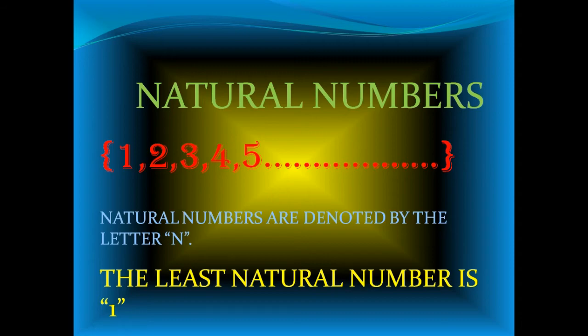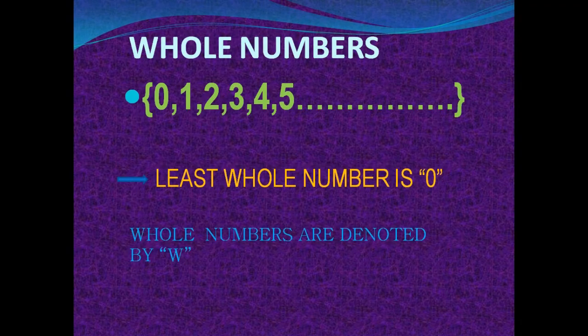And next, go for the whole numbers. Whole numbers are denoted by capital W. In natural numbers, we start from 1 onwards. Whole numbers include the natural numbers, and we have one extra value, 0. So 0, 1, 2, 3, 4, 5, 6, and so on. All these numbers are called whole numbers. So what is the least whole number? 0 is the least whole number.